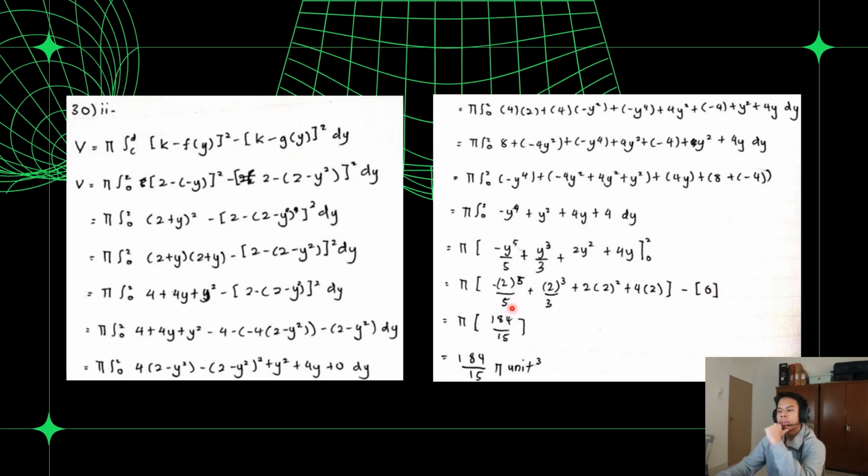And then after I have changed the y value, we need to calculate it, and after I have calculated, I get the end result, which is here: 184/15 pi unit cube. So that's it. That's how I do it. Thank you.